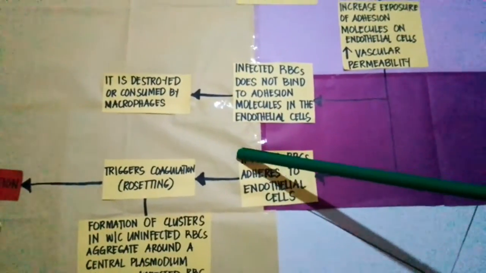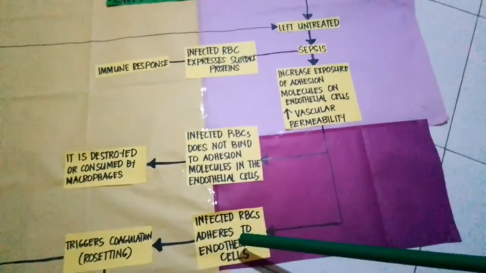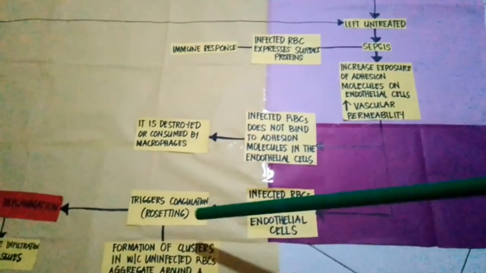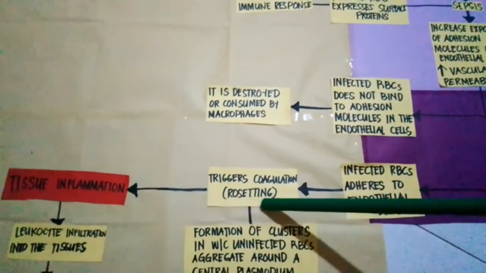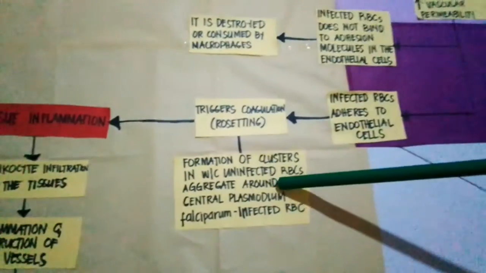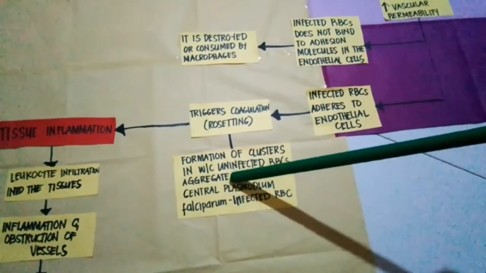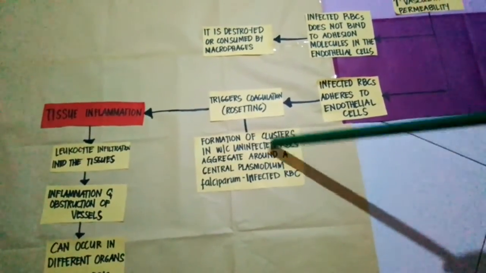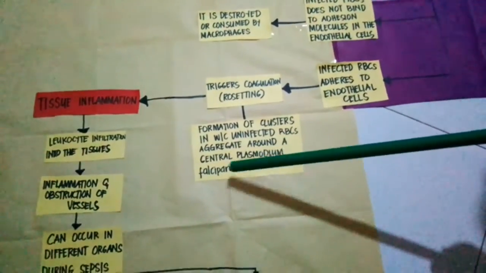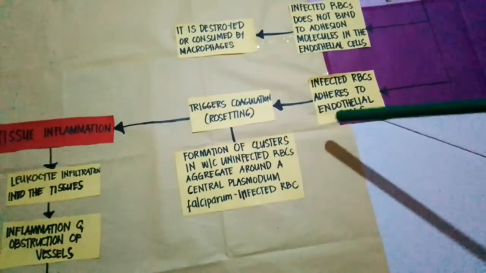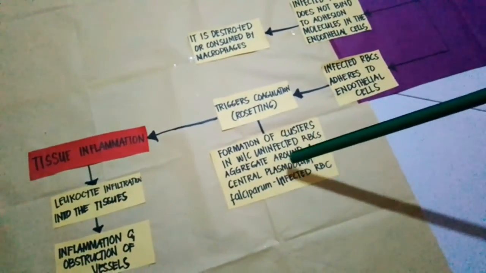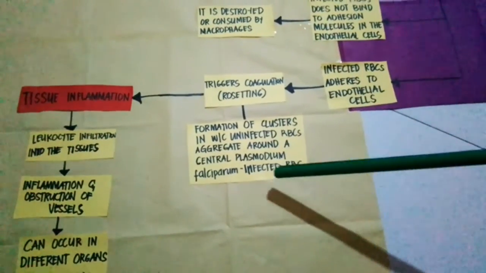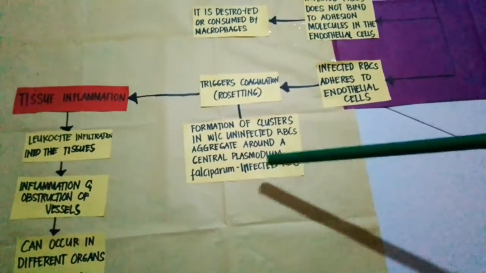But if the red blood cell with surface proteins attaches to the adhesion molecules in the endothelial cells or blood vessel, it can trigger coagulation or rosetting. Rosetting is the formation of clusters in which uninfected red blood cells aggregate around a central Plasmodium falciparum infected RBC. So the uninfected red blood cells cluster or coagulate around the infected red blood cells in malaria.